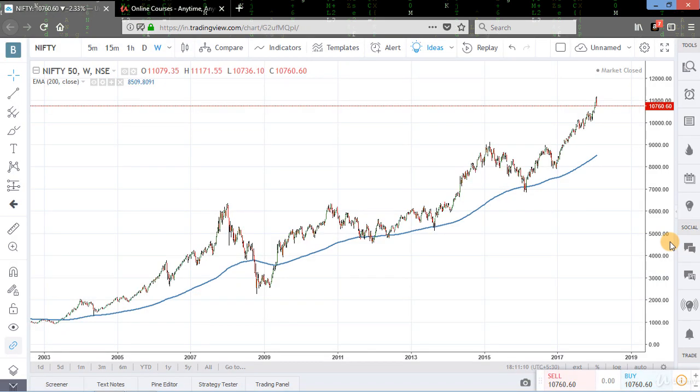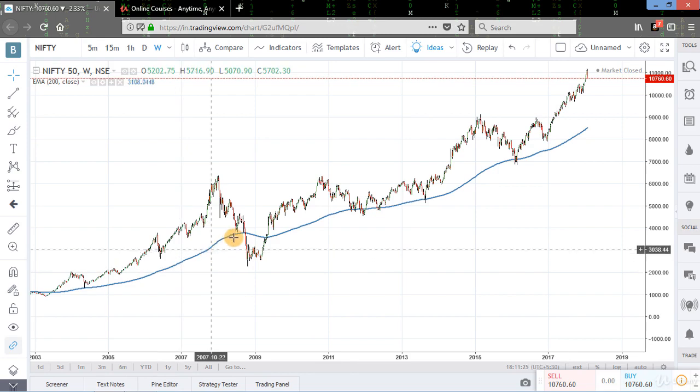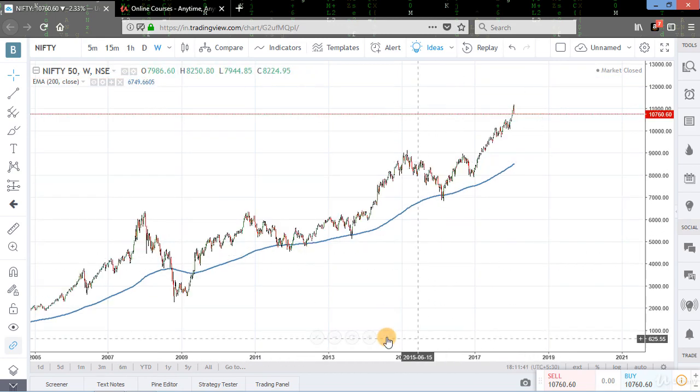First of all, we will analyze the weekly chart of Nifty to see the long term movement of Nifty. This is the weekly chart of Nifty, and as you can see, Nifty is in uptrend and it is respecting its 200 week moving average every time. Let me zoom in the chart.